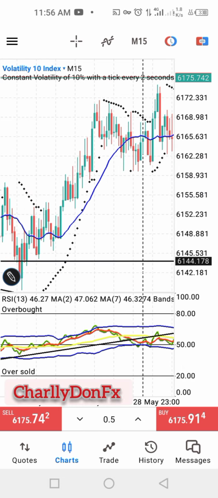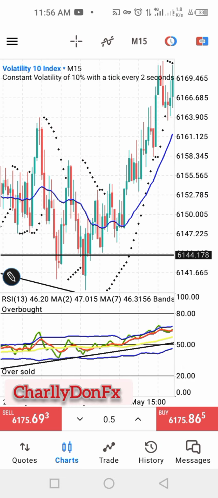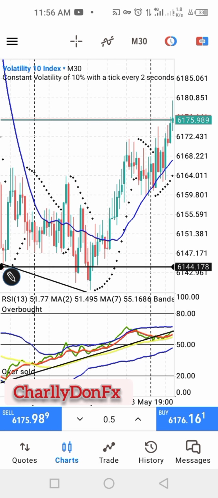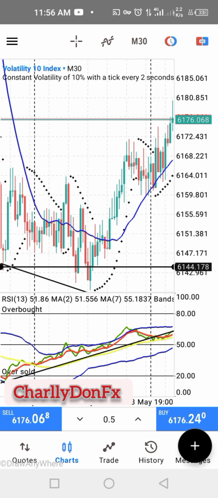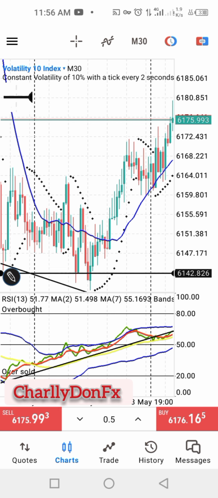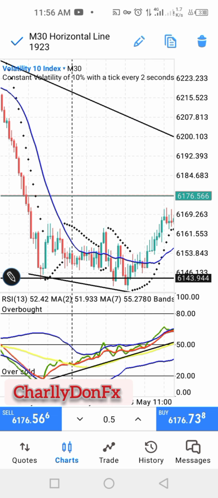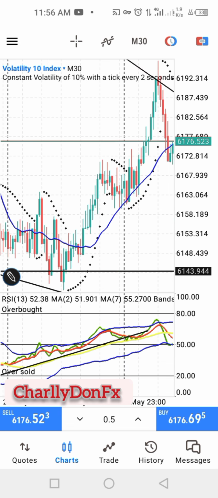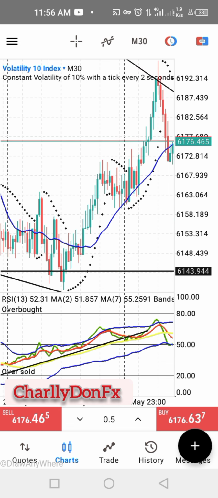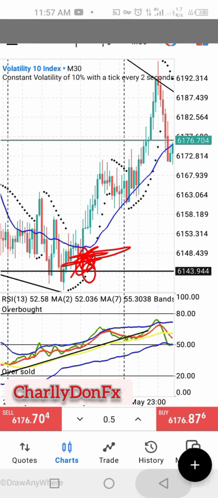Now, take a look at where we took our position. Now, let me return that in our 30 minutes time frame. Let me return that horizontal line. We'll enter our trade here. After the divergence, that's our low. Okay, good. So we made our entry here. We entered our buy position at this point, after the divergence.